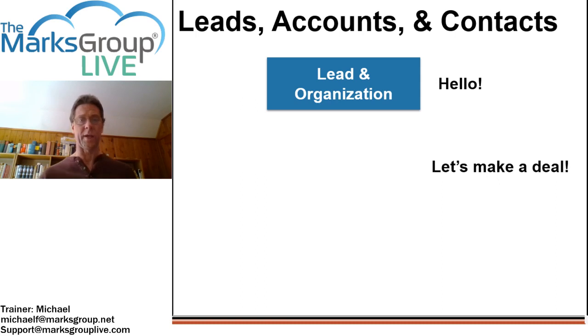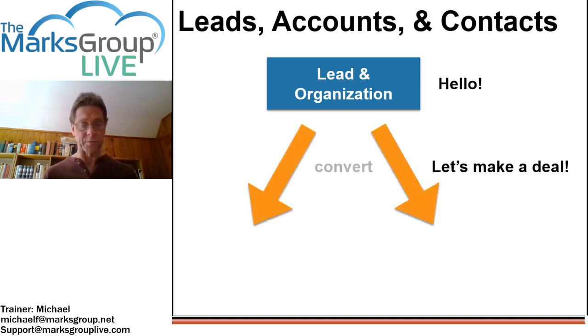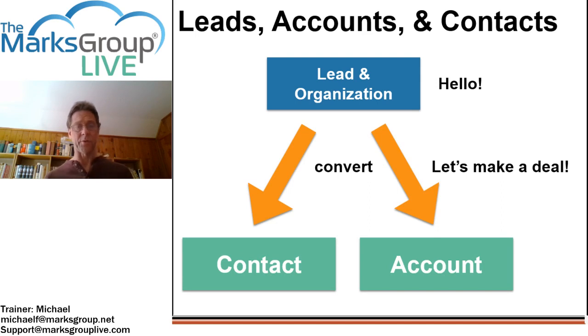Now, when we take that to the next level, as they say, when we say, let's make a deal, when we decide that, or when the client decides that they would like to purchase a product or a service from us, that's called conversion. And that results in two things happening. The lead, the person, becomes a contact, and the account is the organization. So the account is the organization, the contact is the lead, or the lead becomes the contact. That's the relationship. This is why for a lot of CRM systems, business starts with the lead.